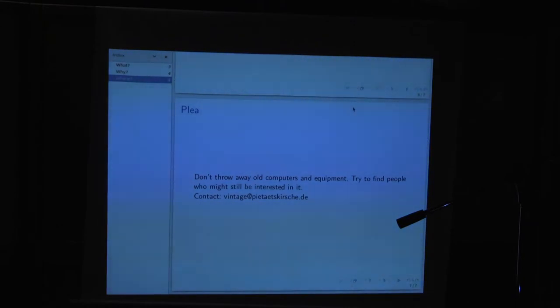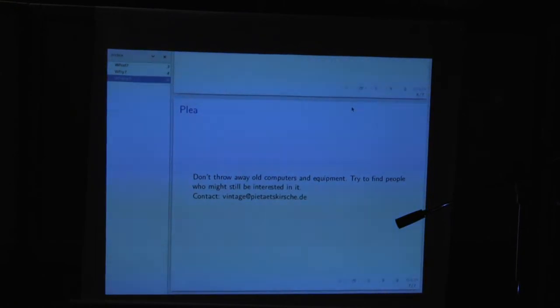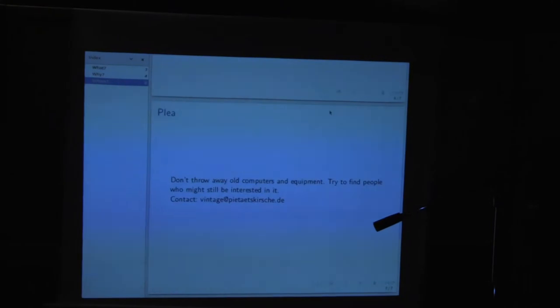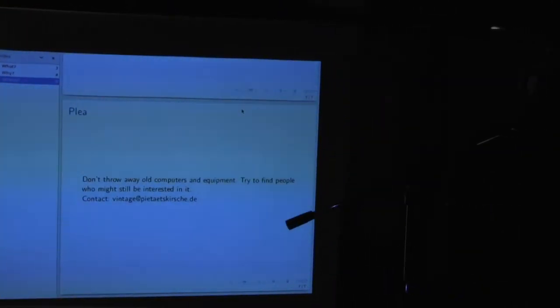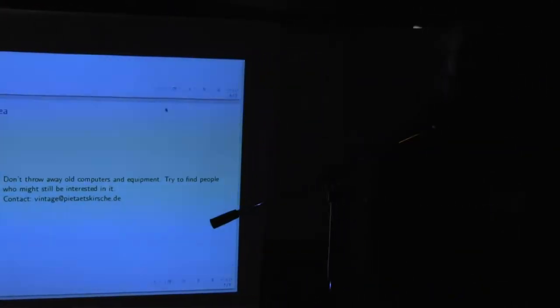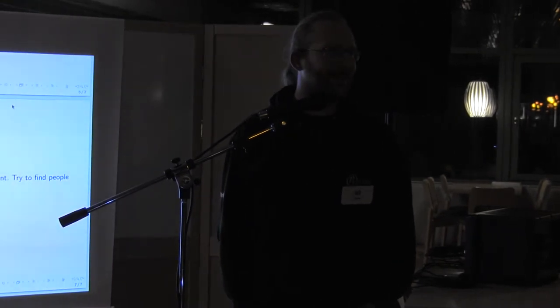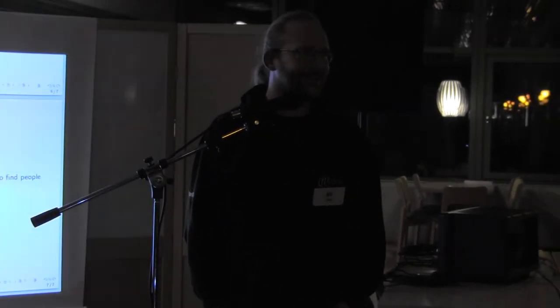I want to close with a short plea. If you have old computers, please don't throw them away, don't scrap them. Try to find someone who is interested. Google for them, like the Vintage Computer Festival is easy to find. Contact the persons, or in doubt, contact me if you know something. Unfortunately, I can't really take mainframes myself, but I know that there are people who are also interested in preserving mainframes. Thanks.